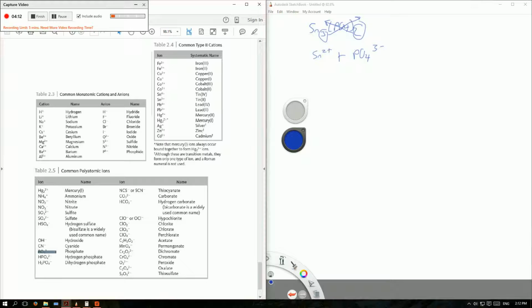So this compound happens to be, where's Sn? Tin 2, right? We discovered that the positive, or the cation, is tin 2, and the end part is the phosphate. So tin 2 phosphate is the name of that compound.